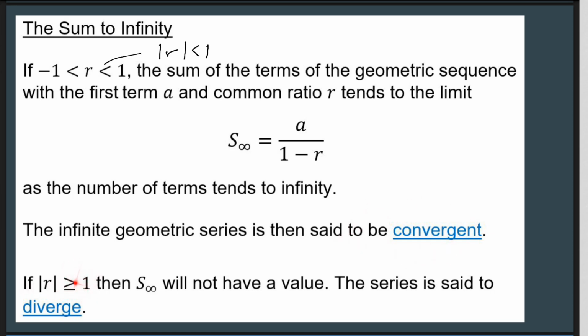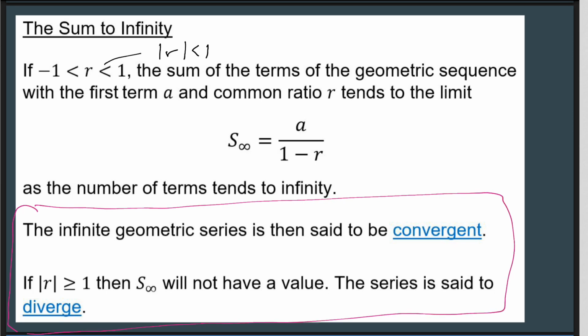If the ratio is bigger than 1 or less than -1, or the modulus is bigger than 1, then this will never have a value. Because what happens is you just go towards infinity, and infinity is not a number, so it won't have a value. The series is then said to diverge. This is what we mentioned in the learning objectives before, to know what converge and diverge mean. Converge goes towards a limit, diverge doesn't. So pause that there, write that down, and I'll just quickly show you where this comes from.